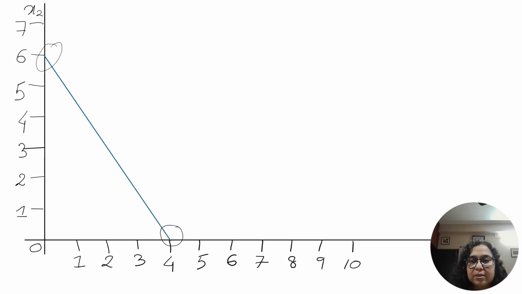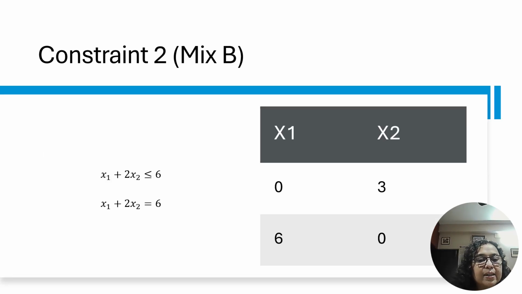Now, let us go to the other constraint, that is the mix B constraint. And we set it again as an equation. And then again we set x1 equal to 0. So we have 2x2 is equal to 6, and so x2 is equal to 3. So we have this first point.